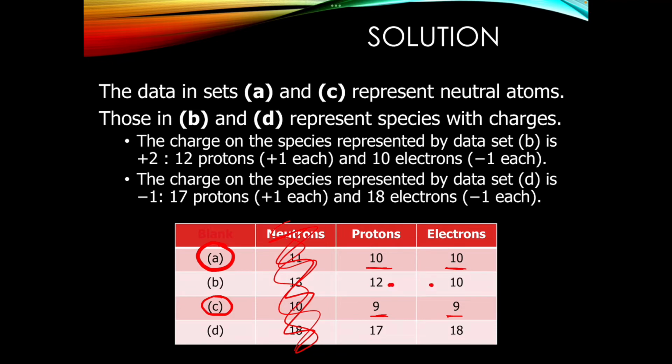For B, we have 12 protons and 10 electrons. Do you see that there are 2 extra protons? Since there are 2 extra protons, our charge is +2, because we have 2 protons that are not being balanced out. We have 2 extra positive charges, which means it's a +2. If we look at D, we have 17 protons and 18 electrons. We have 1 extra electron, so our charge is -1. Okay.